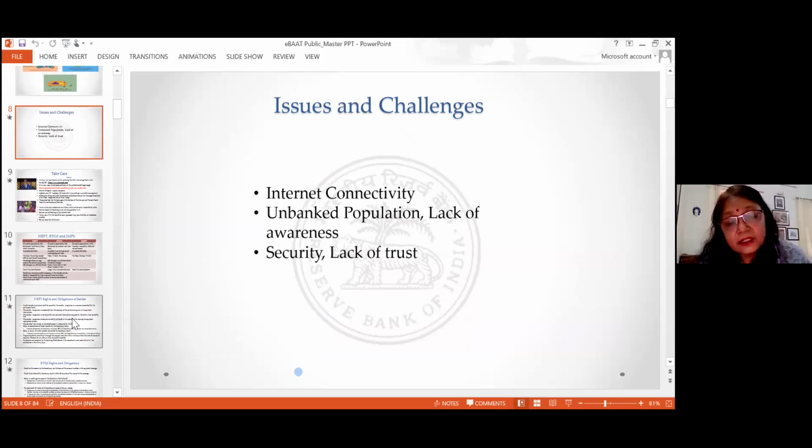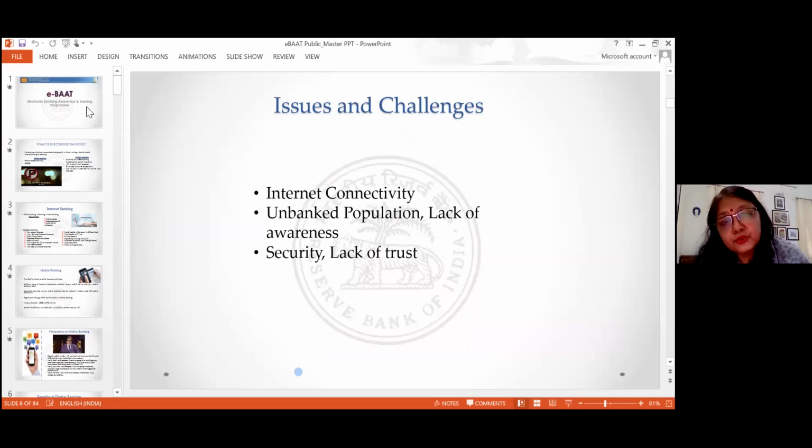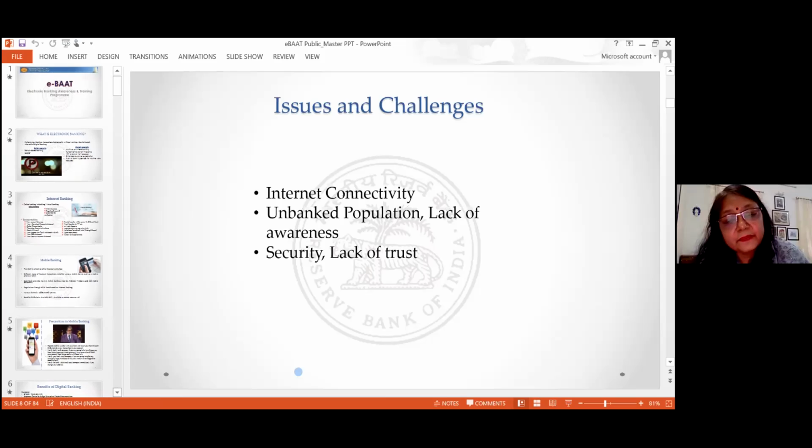There is a concept of a new umbrella entity that has been floated to work in addition to the NPCI, who is managing the retail segment.